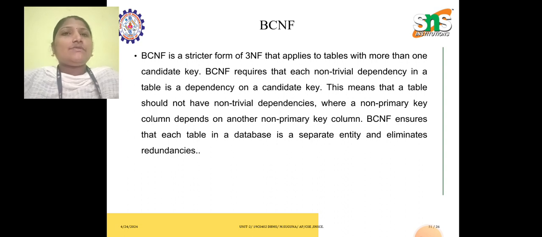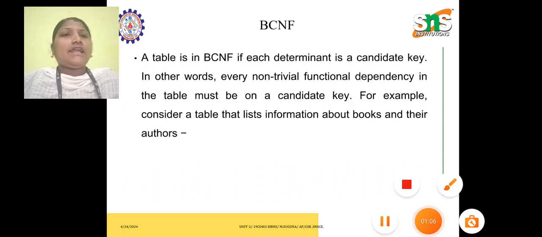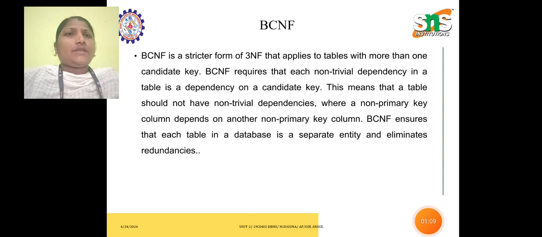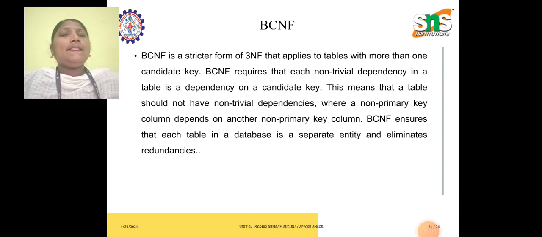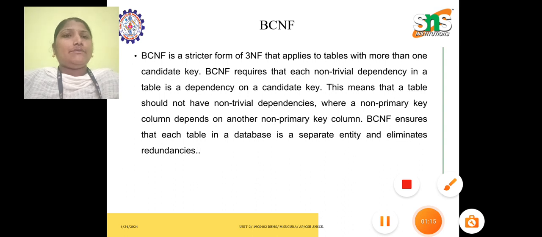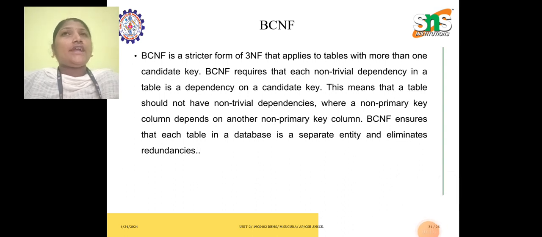So let's see what is meant by Boyce-Codd normal form. We can say that BCNF is a stricter version of third normal form that applies to a table with more than one candidate key. You all know what is meant by a candidate key. So BCNF, this Boyce-Codd normal form, requires that each non-trivial dependency in a table is a dependency on a candidate key. That means the table should not have any non-trivial dependencies.